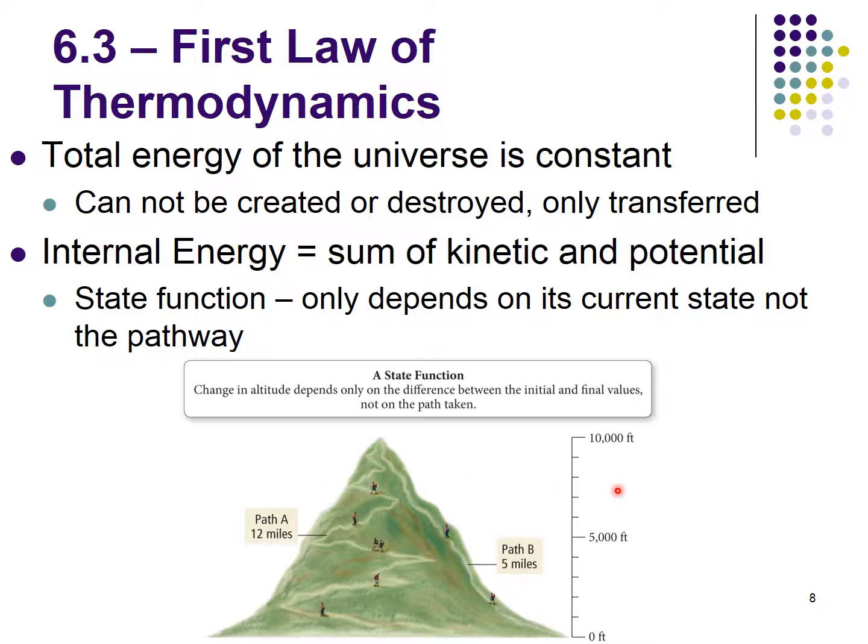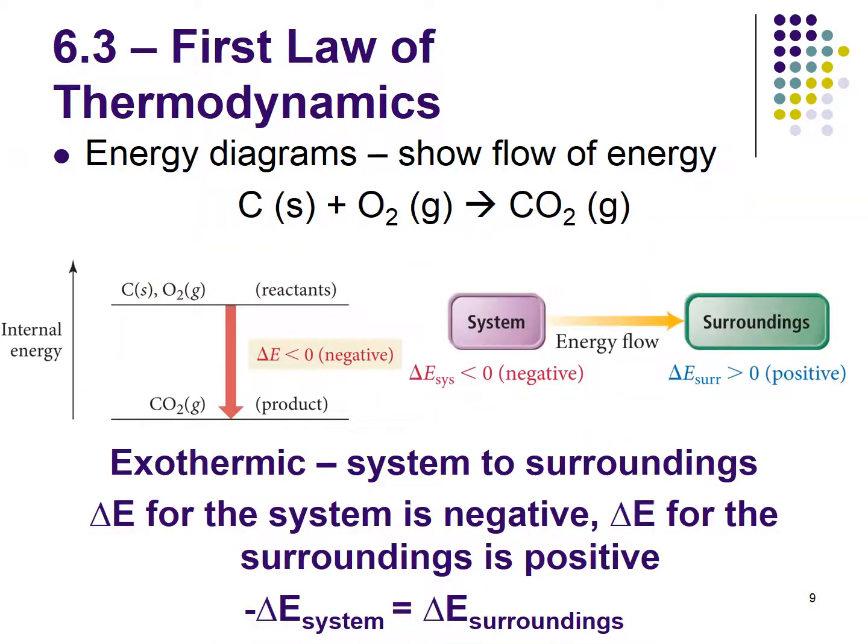State functions, like altitude, the path does not matter. Something like your driving distance or your hiking distance, the pathway does matter, and it changes that overall number. A couple more terms that we're going to look at on the next 2 slides.